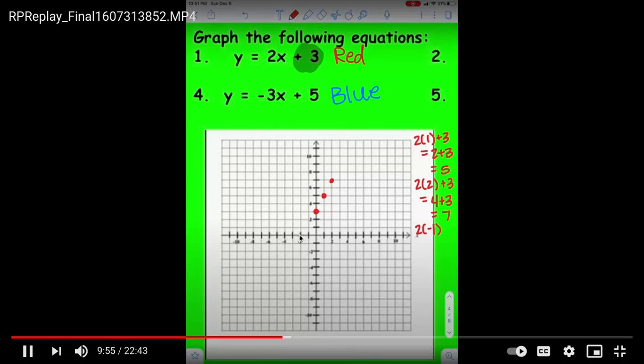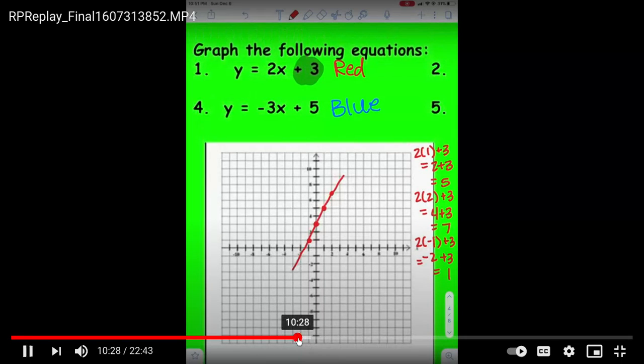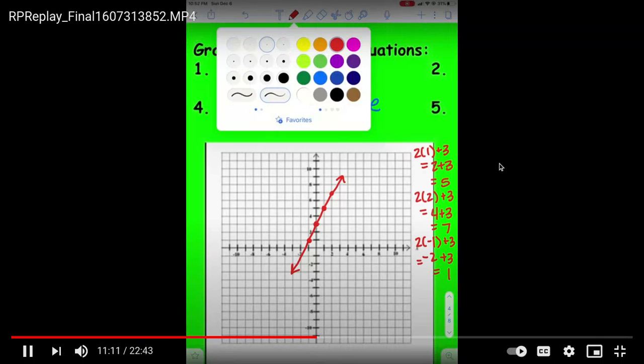And then we'll do 2 times negative 1 plus 3. And that gives me negative 2 plus 3, which is 1. And then you're able to draw a line through it. In a perfect world, you would have a ruler. But we're just going to do our best with what we have here. So my line does look a little wonky. In real life, it would be a straight line, but we'll call it fine for right now.